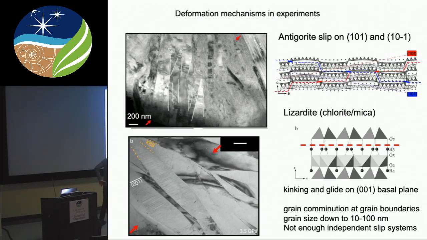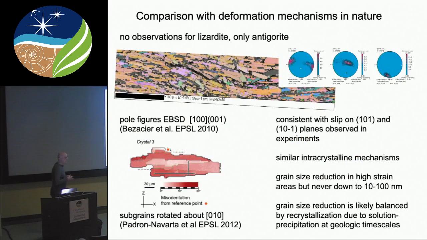And this has a consequence. We do not have enough independent systems to have a continuity of deformation. So at grain boundaries, we have to have other deformation mechanisms, and the most common one that we observe is grain comminution at grain boundaries, and grain size goes down to a few tens of nanometers. And then we can compare this kind of observation with deformation features in nature.